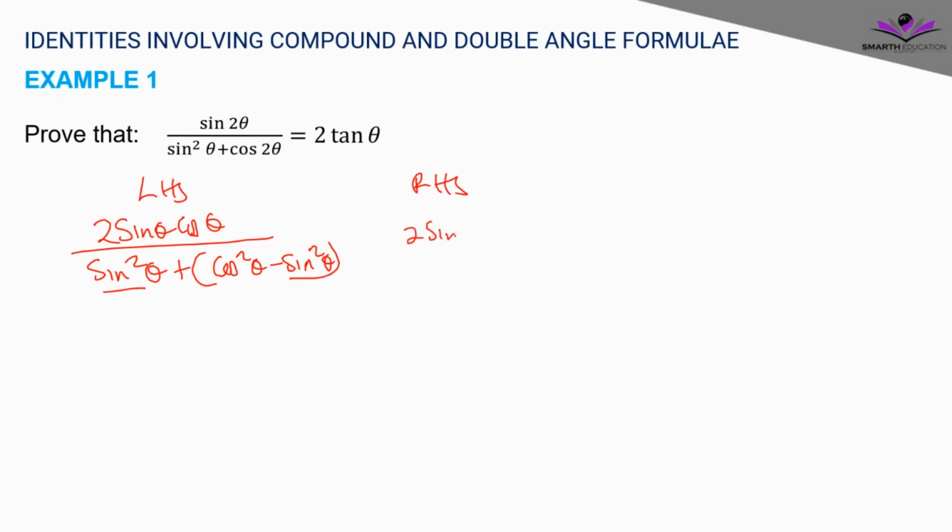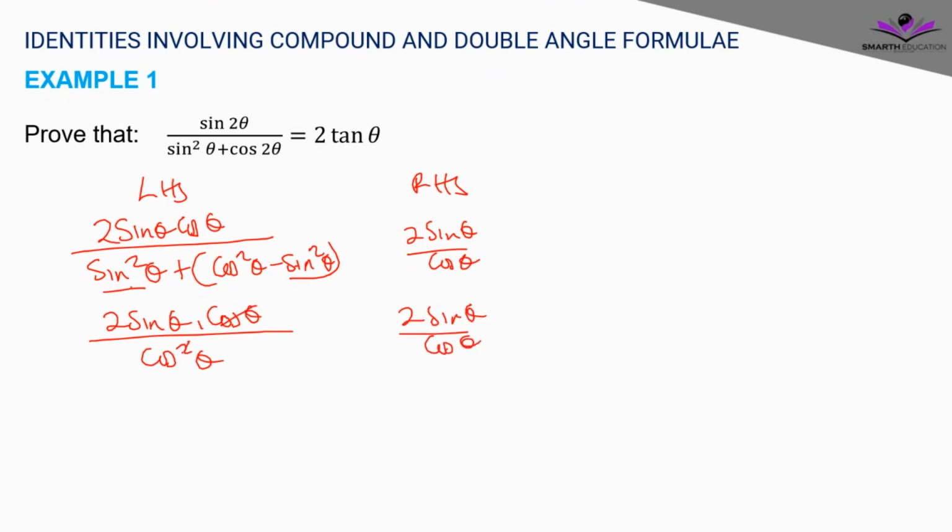Then we have 2 sine theta over cos theta on the right-hand side, right? Then sine squared theta minus sine squared theta is 0. We remain with cos squared theta. So 2 sine theta cos theta over cos squared theta. 1 cos theta takes 1 cos theta in the denominator, then we remain with cos theta in the denominator. So it's 2 sine theta over cos theta. In this side, 2 sine theta over cos theta. Then we prove that the left-hand side is equal to the right-hand side. Okay, so we have proved the identity.